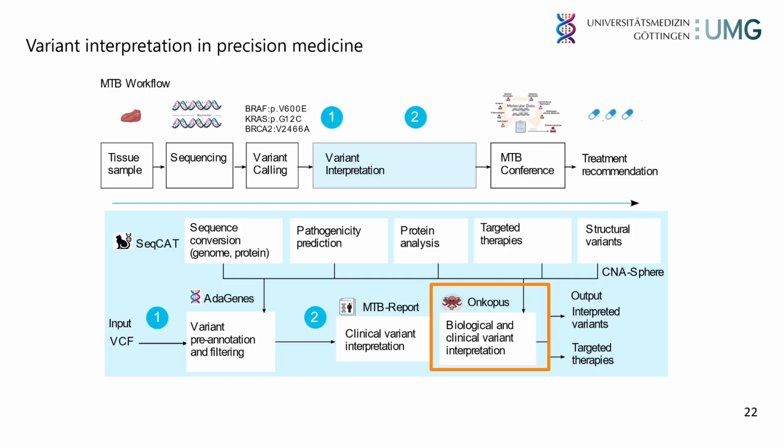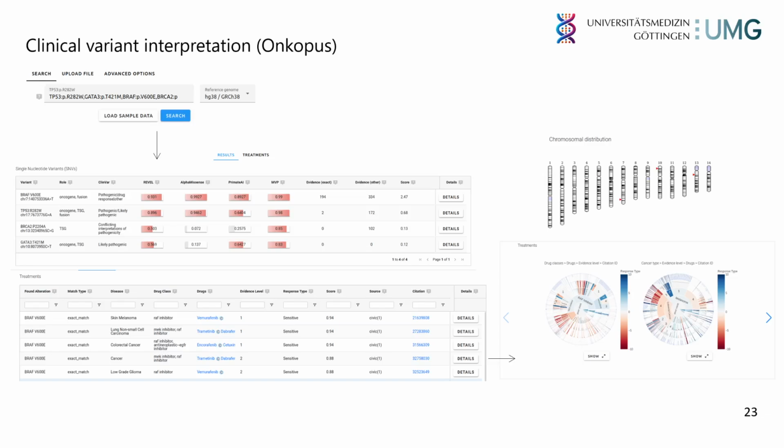Like AdaGenes, OncoPus provides a state-of-the-art web application which is specifically designed to analyze the clinical significance of variants in cancer. In OncoPus, you can either upload a variant file or directly search for variants. In addition to the variant table, you then get a list of possible personalized treatments, the proven evidence of their clinical significance, as well as interactive visualizations.